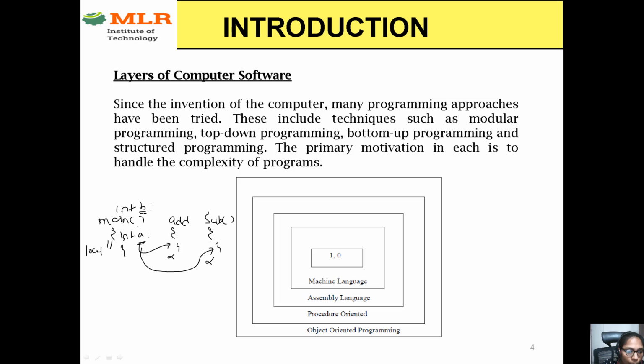But coming to b, you are declaring the b value outside of all the functions, which is called global, and the lifetime or scope for this b variable is throughout the program. That means b can be accessed within main, within add, as well as within the sub function.